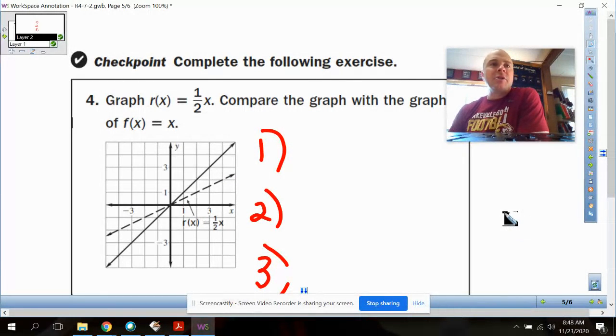All right, so then I want you guys to jump to checkpoint problem number 4. Go ahead and try this one. When you think you've got it, come on back.